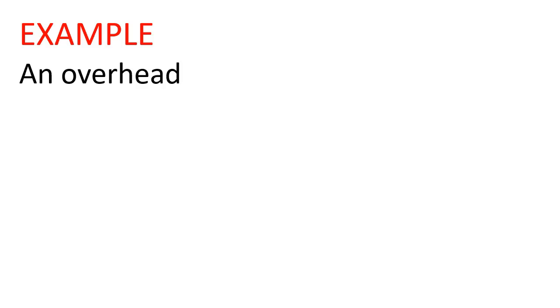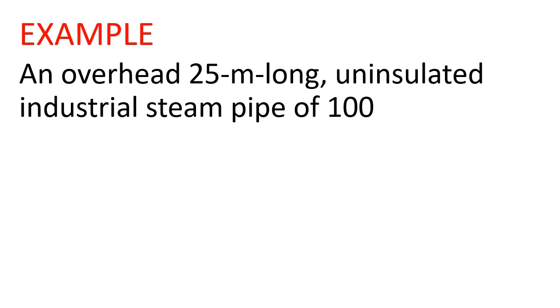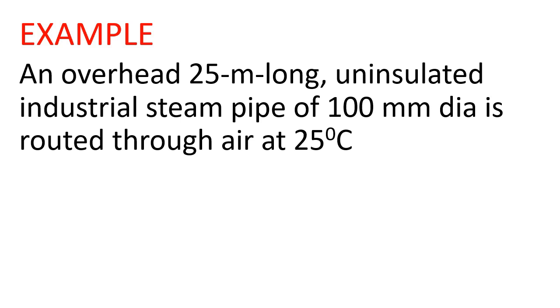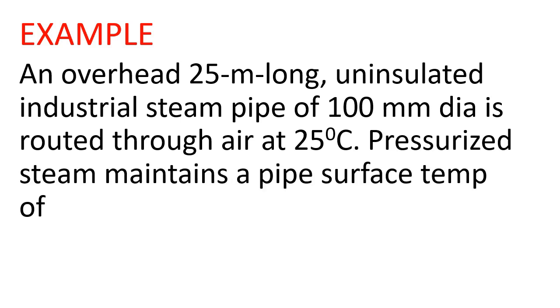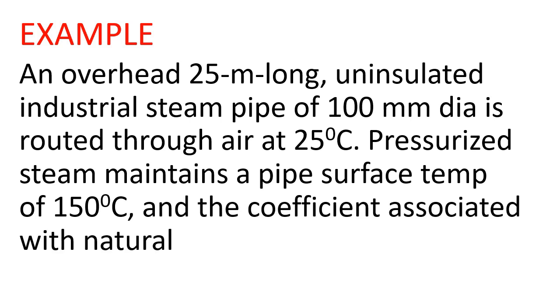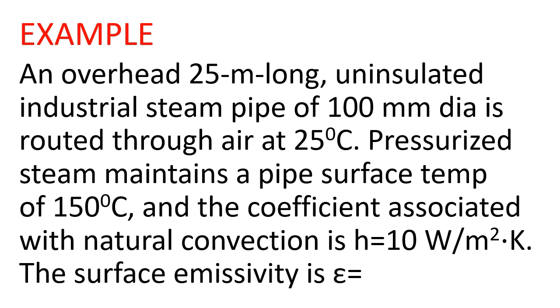An overhead 25-meter long uninsulated industrial steam pipe of 100 mm diameter is routed through air at 25 degrees centigrade. Now pressurized steam maintains a pipe surface temperature of 150 degrees centigrade, and the coefficient associated with natural convection is h equal to 10 watt per meter square per degree Kelvin. The surface emissivity is sigma, which is 0.8.